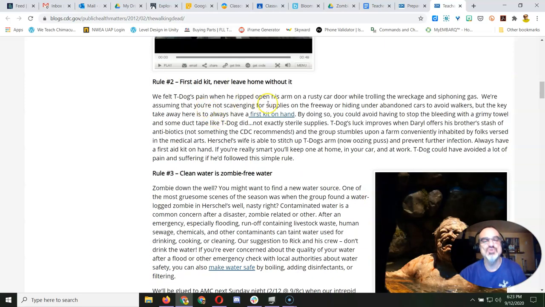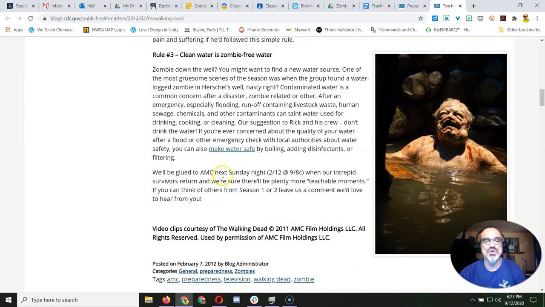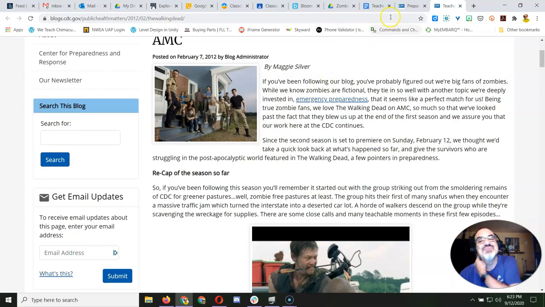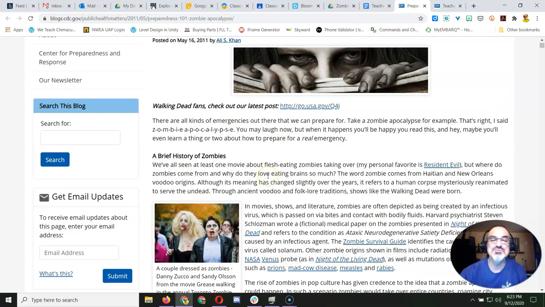First aid kit, rule number two, never leave home without it. Rule number three, clean water. And that looks like things they learned from The Walking Dead. So you can read that one, get a little information about The Walking Dead. So they say here, starting here, there are all kinds of emergencies out there that we can prepare for. Take a zombie apocalypse, for example. That's right, I said zombie apocalypse. You may laugh now, but when it happens, you'll be happy you read this. And hey, maybe you'll even learn a thing or two about how to prepare for a real emergency.